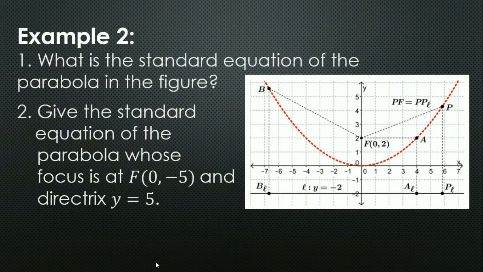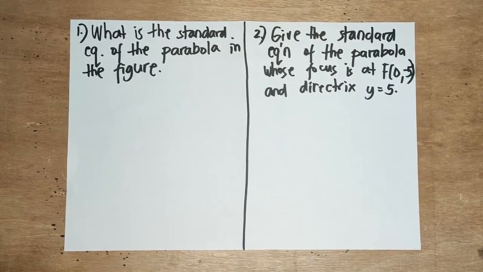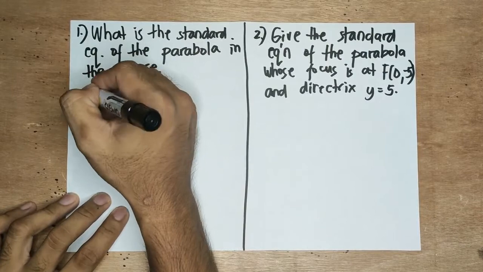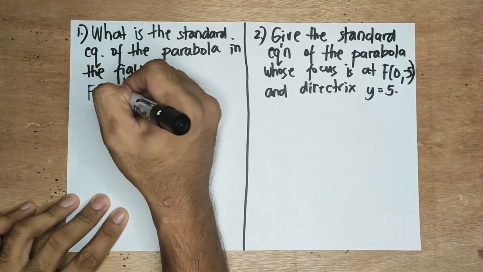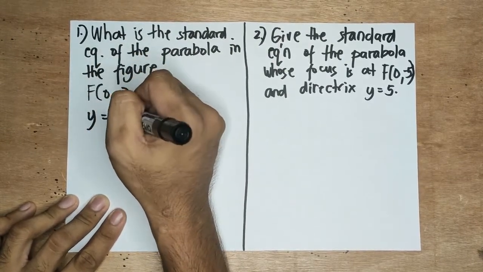The second example, what is the standard equation of the parabola in the figure? The second item, give the standard equation of the parabola whose focus is at point 0, negative 5 and the directrix is at line y is equal to 5. For the solution, watch this video. So in this example, we are asked to give the standard equation of the parabola in the figure. So in the figure, nakita natin doon that the focus is at point 0, 2 and then the directrix is at the line y is equal to negative 2.